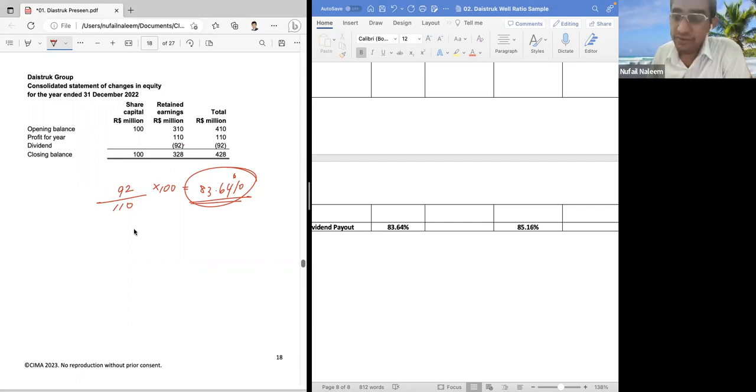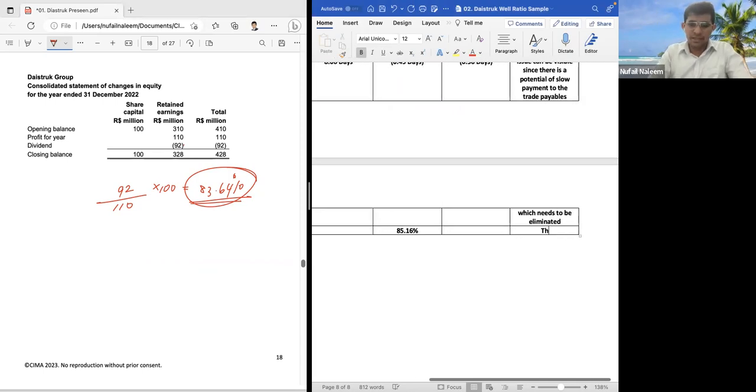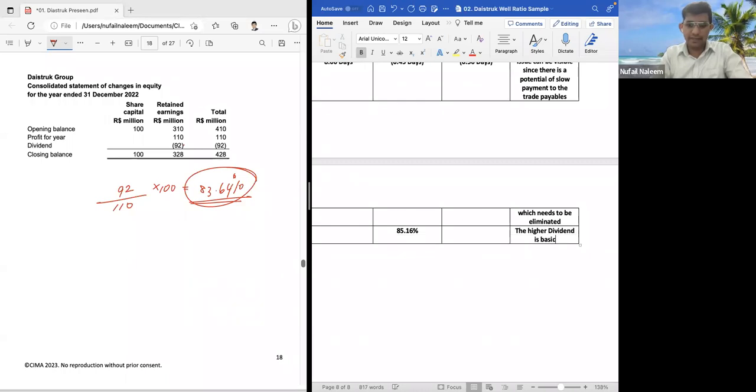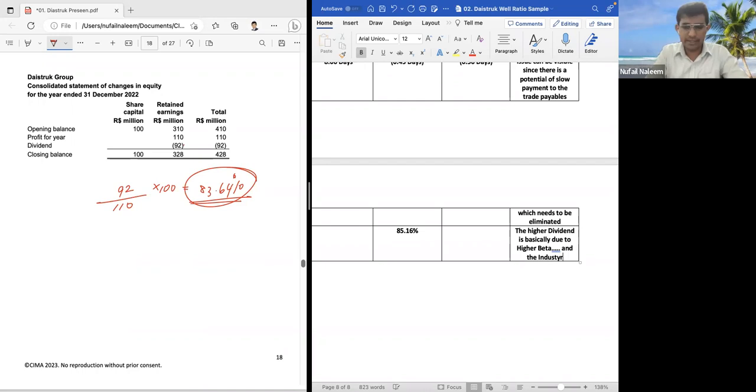Technically, students, it's not a good dividend payout ratio from the industry point of view; it is a very big number. And the reason for that is the high level of beta. So I'll write down the biggest reason for the higher dividend: it is basically due to higher beta. Students, can I get a confirmation from you all in the chat box? The higher dividend is basically because of the higher beta and the industry risk.